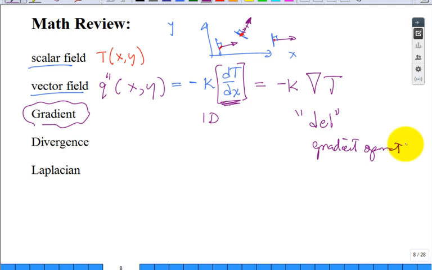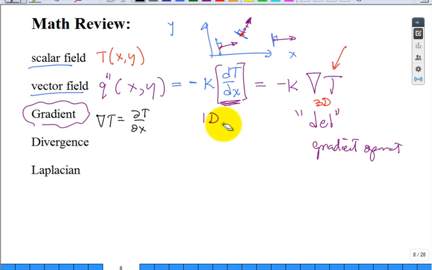So this is very interesting. If you let the gradient operate on a scalar temperature field, what do you get back? You get back a vector field. Multiply that by K, put a minus sign in front of it, that's your heat flux. Can you write out what that looks like for the rectangular coordinate system? What does that gradient operator look like? Let's stay with the gradient of T. Isn't it the partial of T with respect to X?